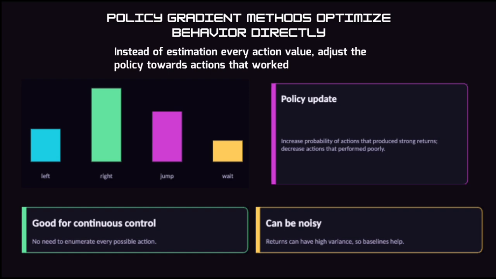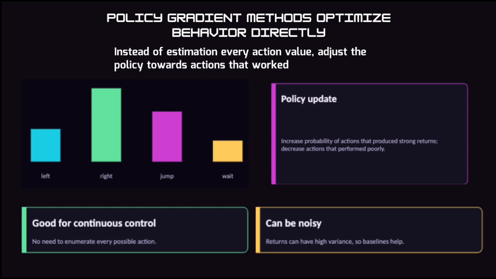All right, so Q learning methods learn action values and then choose actions based on those values. Policy gradient methods, gradients, math. Anyway, take a different route. Instead of first learning how good every action is, they directly adjust the policy to make successful actions more likely. See, optimization, gradients, okay. Anyway, think of policy as a behavior generator.